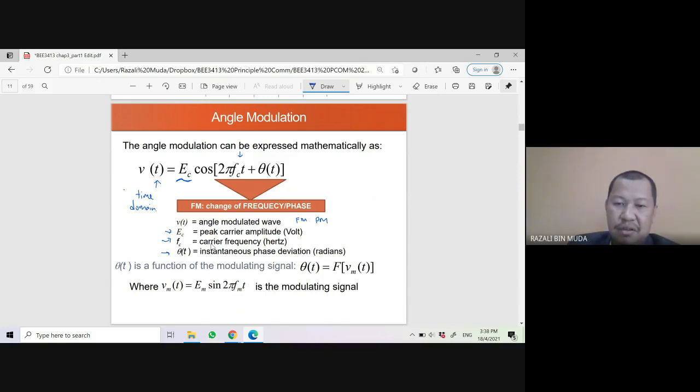θ(t) equals f of Vm(t). Vm(t) is the baseband or information signal, where Vm(t) is Em sin 2πFm t. We have discussed this in the previous chapter, right? The equation is similar. Vm, the information signal or baseband signal or data signal, equals Em, the amplitude of the modulating signal, sin 2πFm t. Fm is the frequency of the modulating signal, or the frequency of the information signal. So this Vm(t) is in this part.